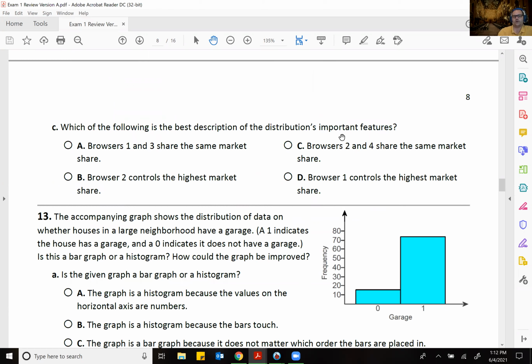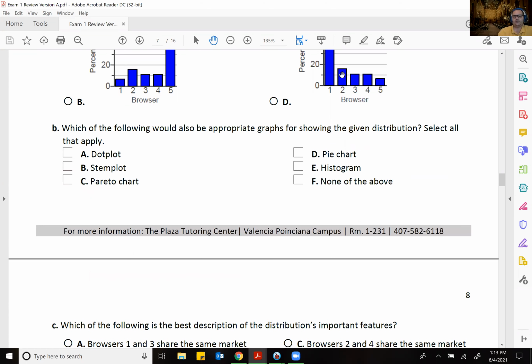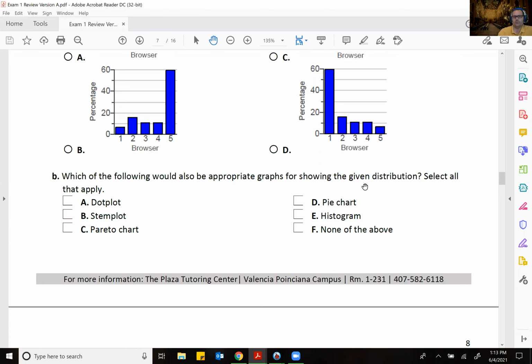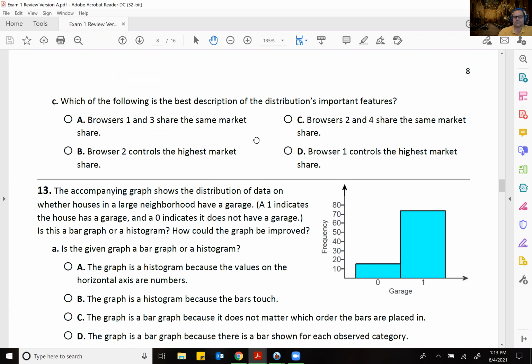Because with 2 and 4, the 2 bar is higher than the 4 bar. 1 and 3 are not the same, because 1 is a huge bar and 3 is a low bar. And then 2 is the highest? No, we just said 1 is the highest. So these other answers just don't make sense. All right, moving on.